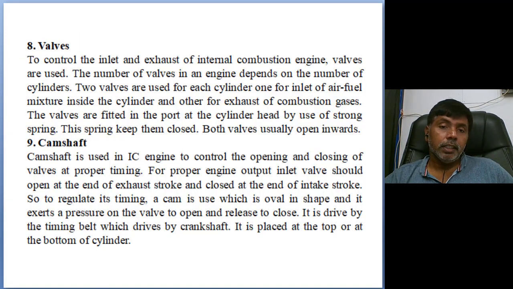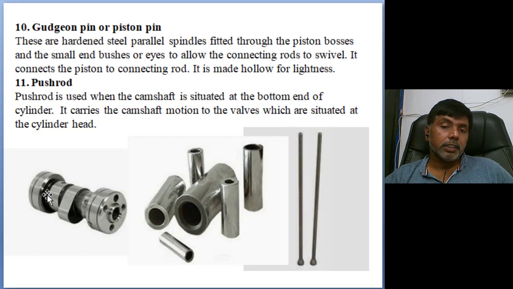Next, this is the camshaft. The size of the camshaft also depends upon the number of cylinders. Suppose in a single cylinder engine, 2 cam lobes are there, one lobe for inlet and one for exhaust, and the camshaft is connected to the crankshaft by the timing gear. These are the gudgeon pins, the connection of piston and connecting rod, and these are the push rods. Generally, if the camshaft is available at the head, push rods are not required. If the camshaft is at the cylinder body, then push rods are required for lifting the rocker arm.